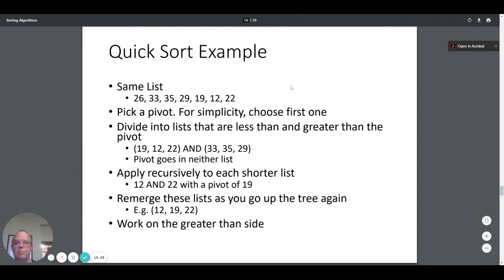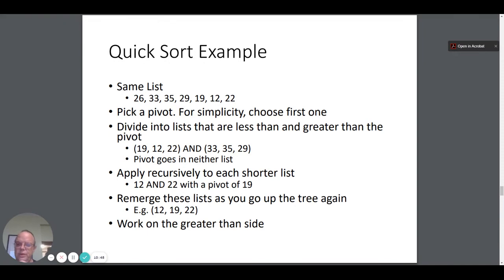So that's merge sort. Quick sort, using the same list, we pick a pivot. For simplicity, we'll pick 26. Just pick the first one. Sometimes you want to pick something near the middle of the list. There are different strategies for picking those that you'll get into in 321.